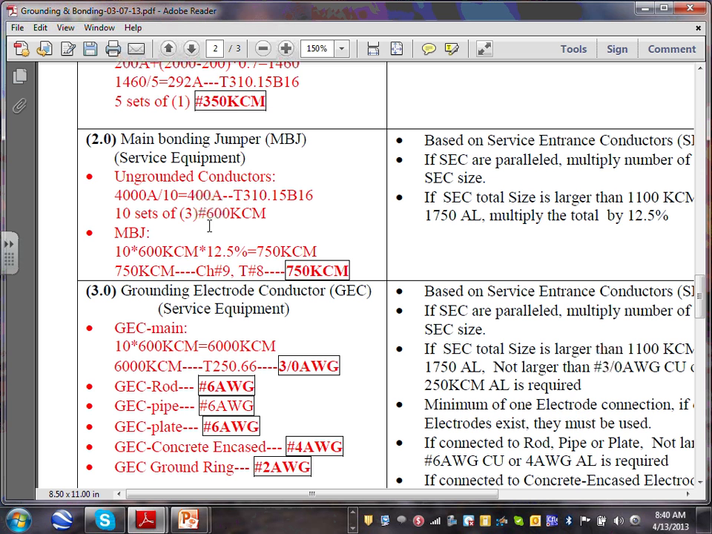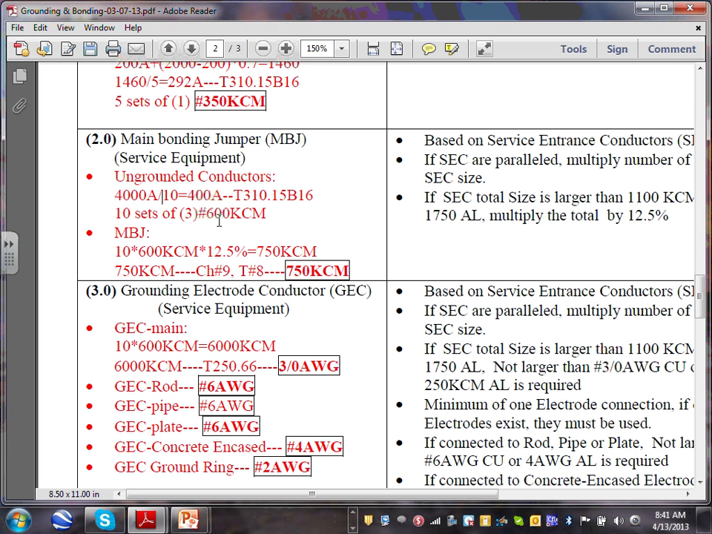You know, I want to parallel 10 sets. Can you parallel 12? Yeah, you can parallel 12. So I chose to parallel 10 sets. So take the 4,000 amps, divided by 10, gets you 400. Go to 310.15(B)(16). She got married. She changed her name this year, 2011. Do you guys remember that? When she got married. So 310.15(B)(16) under the 75-degree column, and that will give you 10 sets of 3 conductors, number 600 kcmil each. Done.